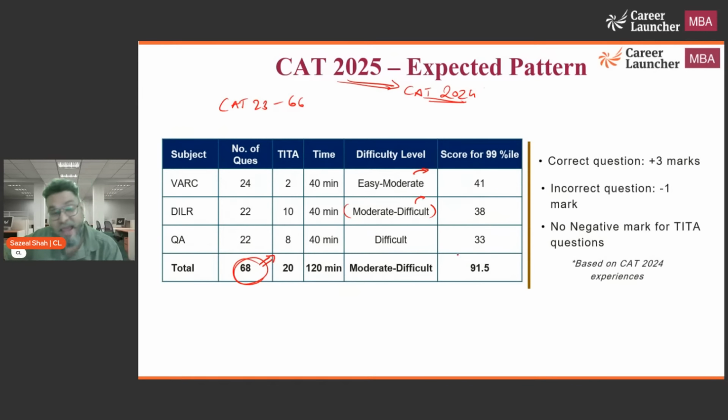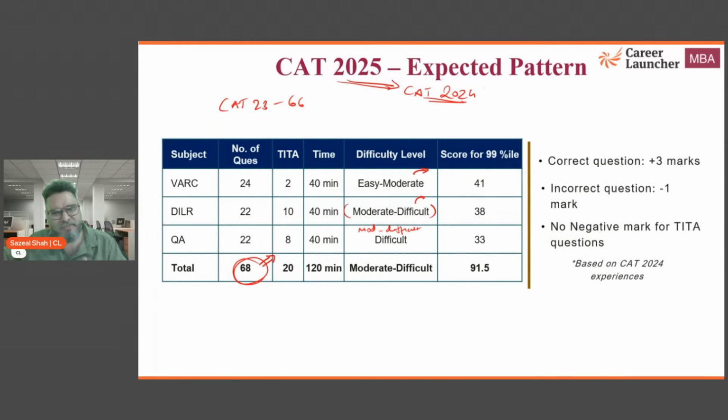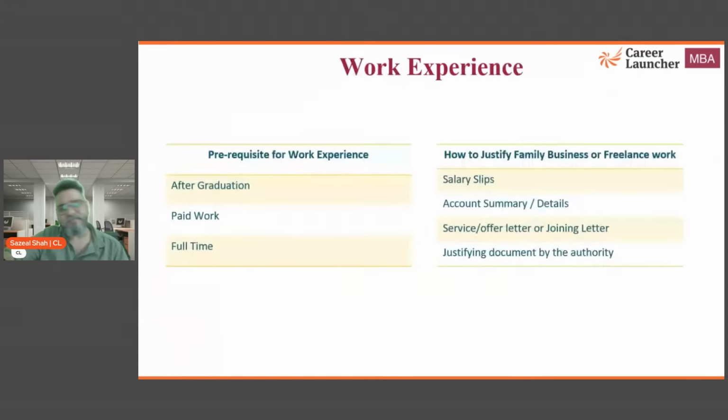QA can be expected to be difficult. However, it can also be considered moderate to difficult. Like last year, it was not difficult per se. So this is where it is. ये आपको सब पता है. 3 marks positive for a correct answer, -1 for negative, and then there are TITA questions. These are TITA questions, non-MCQs, where there is no negative marking. So this is what the CAT looks like.